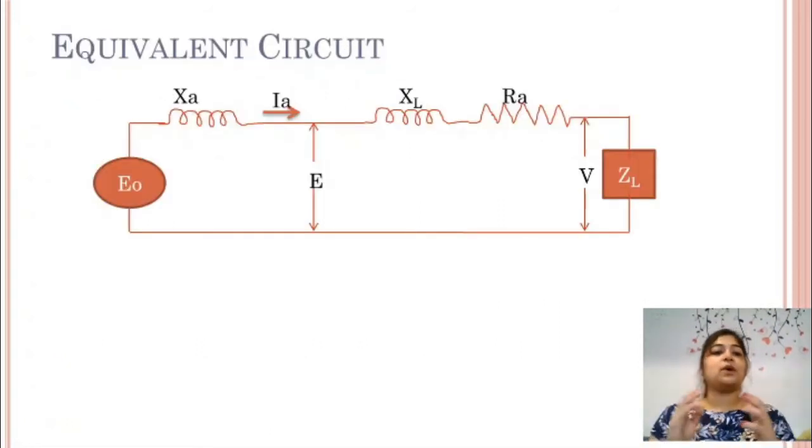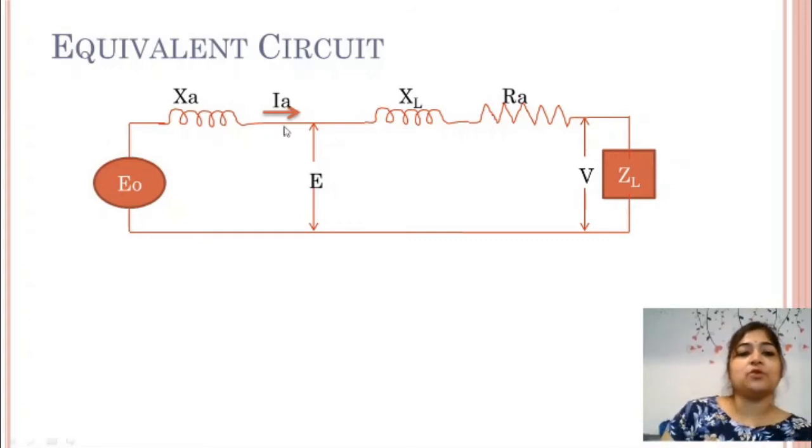Great. When you consider such machines, it's always better to draw an equivalent circuit to understand all the electrical parameters as well as the relation between them. And that is why we always draw an equivalent circuit for any machine. So when the current flows through this, the IAXA drop takes place here, the IAXL drop takes place here, and the IARA drop takes place here.